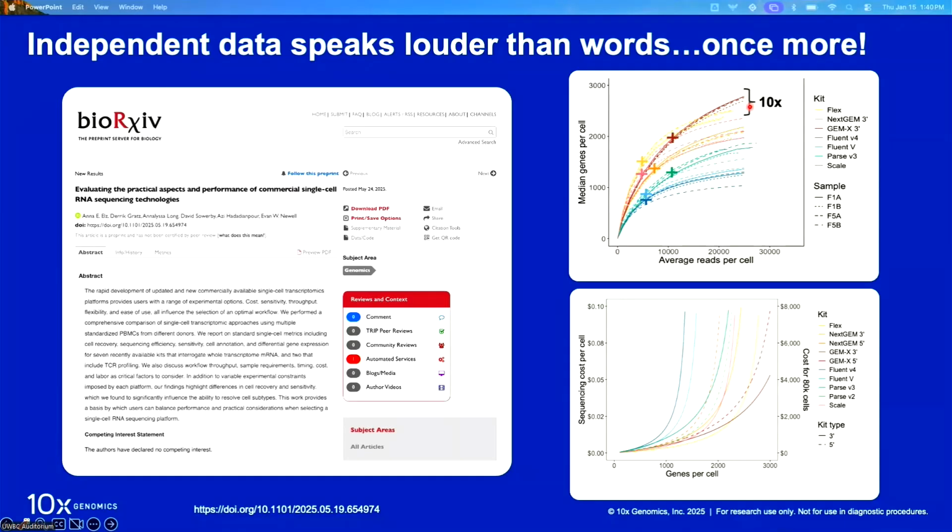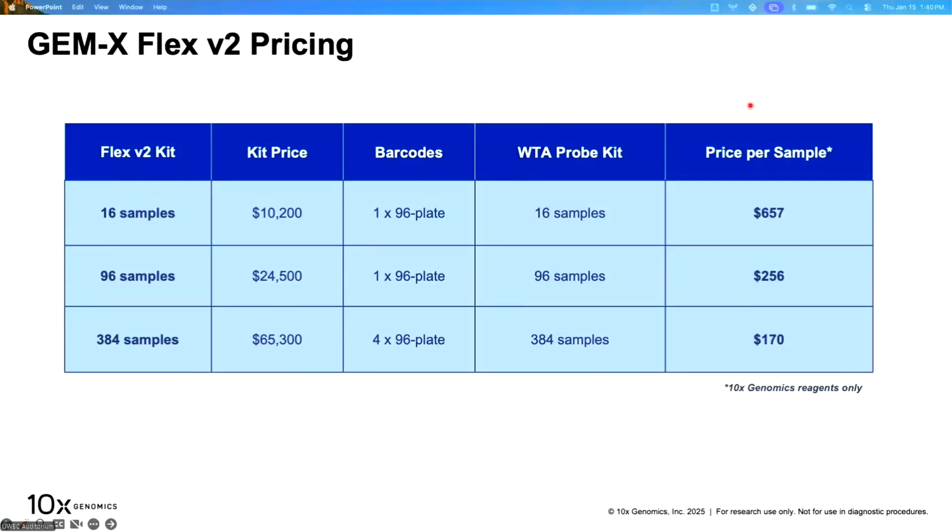The other thing we hear is that 10x is expensive. Well, it's no longer true. This is what the Flex kit costs. The price you see here is only 10x reagents, so it doesn't include sequencing, and it doesn't include core fees. But essentially, if you're looking at, for instance, a 96 sample kit, you're looking at $250 per sample. And with the 384, we are down to $170. So it's not much more expensive than bulk RNA sequencing.